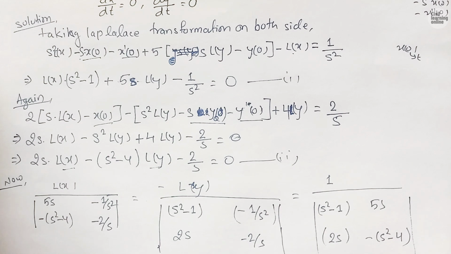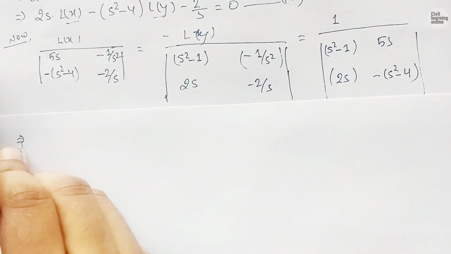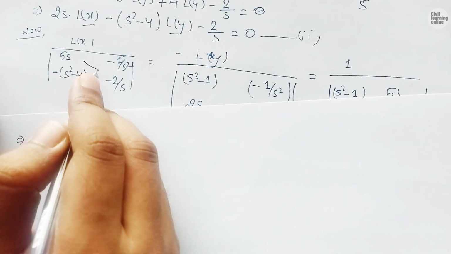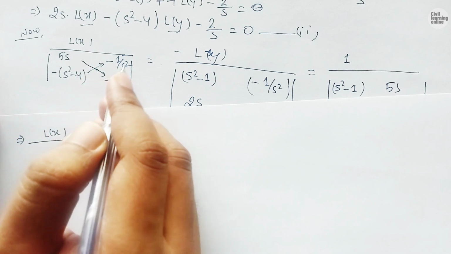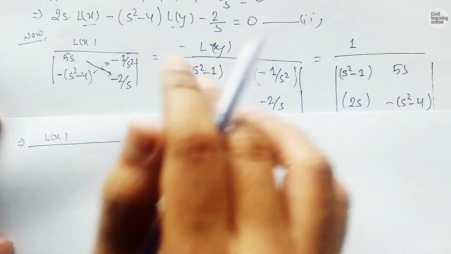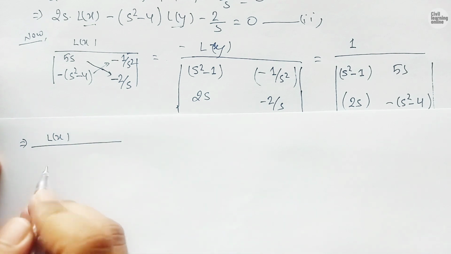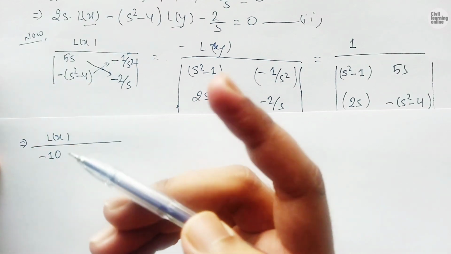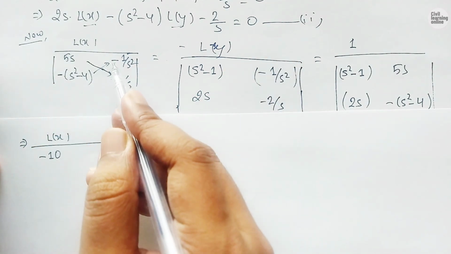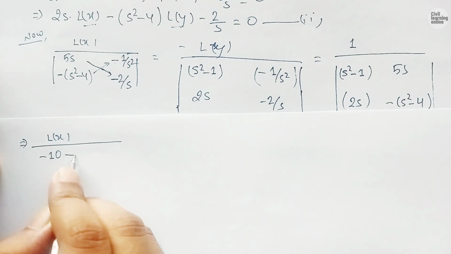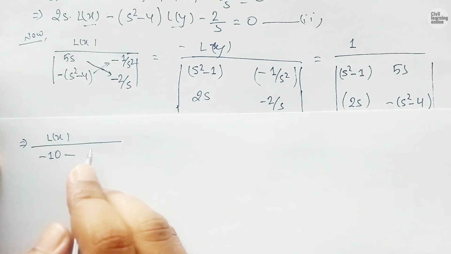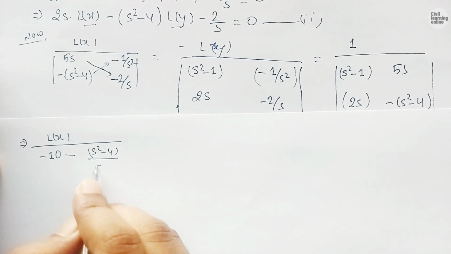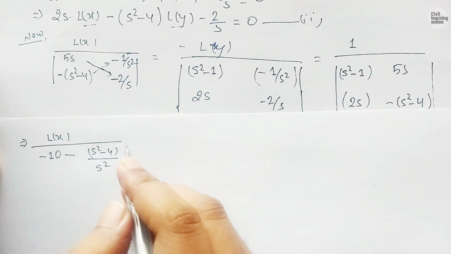Now here we will have Laplace transformation of x upon, multiply this. While multiplying downward we take positive sign, and while multiplying upward we take negative sign and subtracting. So 5s times minus 2 upon s will be minus 10, okay, and minus will get plus, but while multiplying upward we take minus sign, so we are going to subtract this as minus, and this minus gets plus, and s square minus 4 upon s square. This is for Laplace transformation of x.